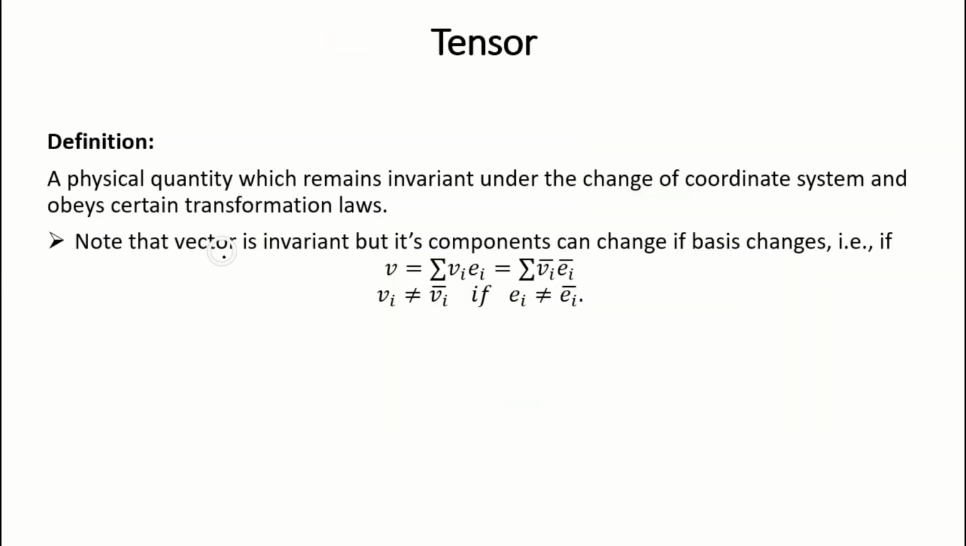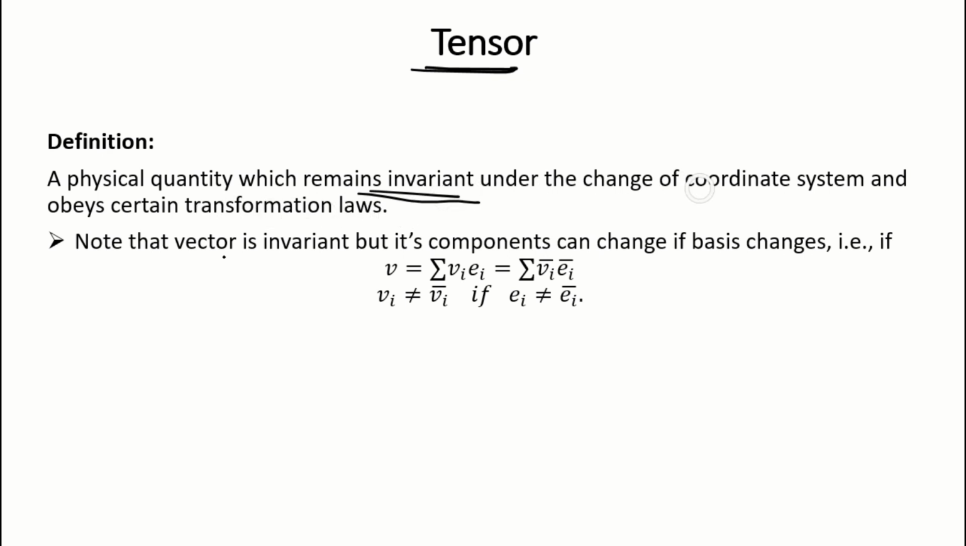So here I have written the definition of tensor. How do we define a tensor? A tensor is a physical quantity which remains invariant under the change of coordinate system. That means we are moving from one coordinate system to another coordinate system, but the physical quantity will not change, it will remain invariant. Then that physical quantity is called a tensor, and a tensor also obeys certain transformation laws.